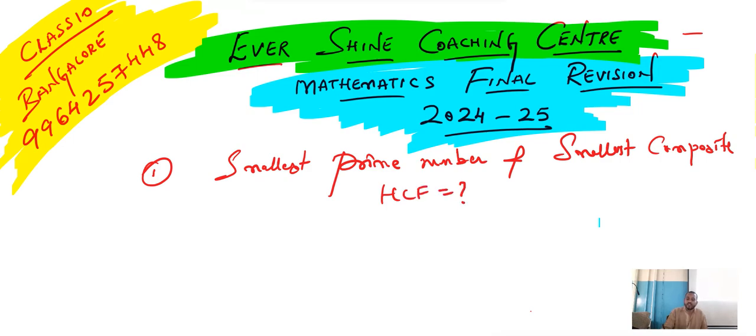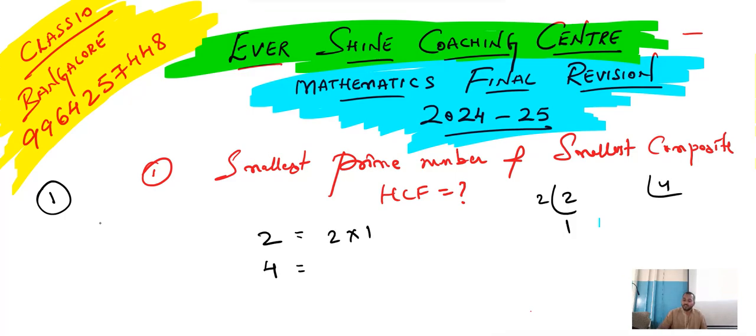And remember, to find the HCF of the smallest prime number and the smallest composite number, we don't consider 1 in any of the following. 1 is neither a prime number nor a composite number. The first prime number starts with 2. So 2 is the first prime number and the first composite number is 4. Is this clear? If we factorize 2, 2 ones are 2, so the factors are 2 into 1. And if we factorize 4, 2 2s are 4, 2 ones are 2. The factors are 2 into 2 into 1.